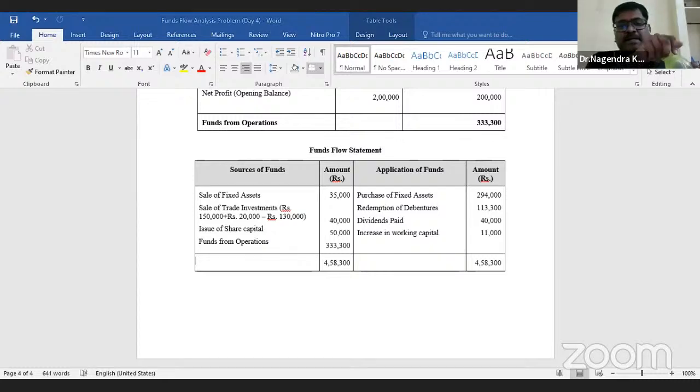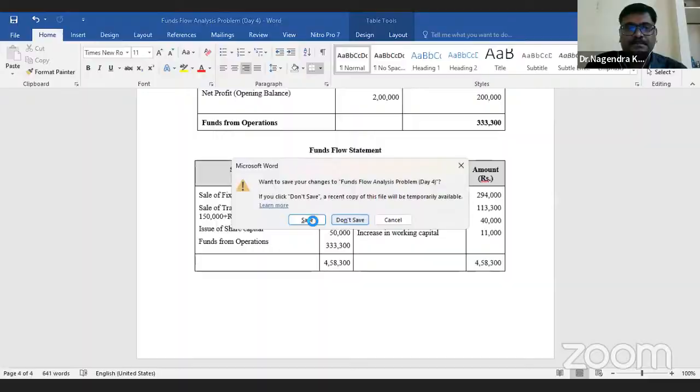Okay. Shall we move to the cash flow statement now? We'll move on to the cash flow statement. Let us have an idea about the cash flow statement. Then we'll go for a problem on the cash flow statement.